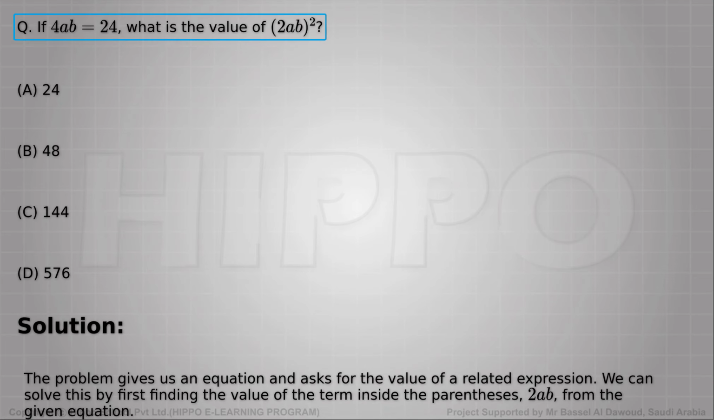Hello, students. Let's tackle this algebra problem. The question gives us an equation, 4ab equals 24, and asks us to find the value of a related expression, the quantity 2ab squared. This is a classic SAT-style question that tests your ability to manipulate expressions rather than solving for each variable individually. Let's break it down together.